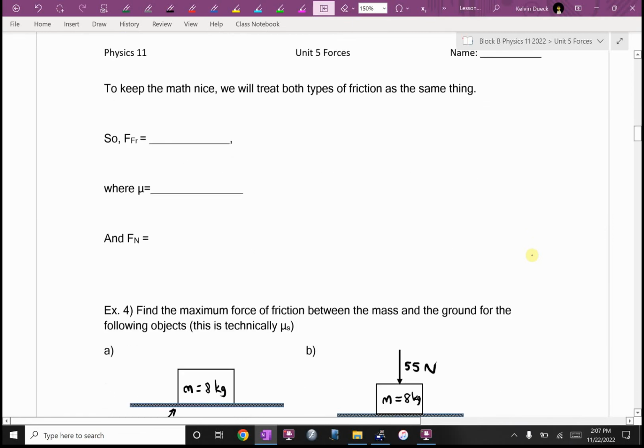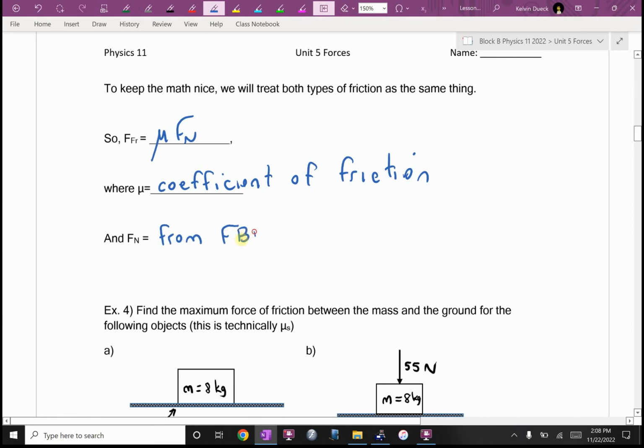So I wrote here, to keep the math nice, we're going to treat both types of friction as the same thing. So friction is going to be what times what, everybody? Mu times the normal force, where mu is what we call the coefficient of friction. I'm not going to distinguish between kinetic or static. And we figure out the normal force from an FBD. What's FBD in a brief form? From a free body diagram, because there's no formula on your formula sheet for normal force either.